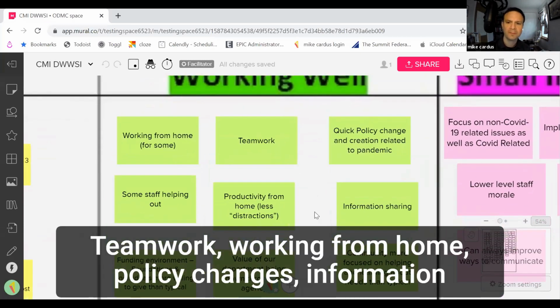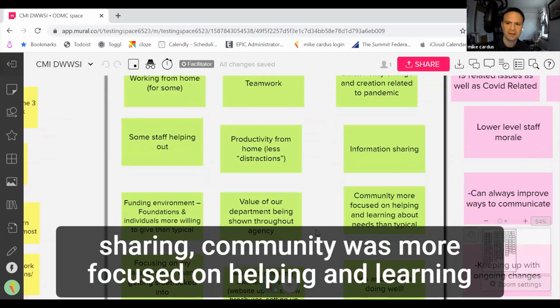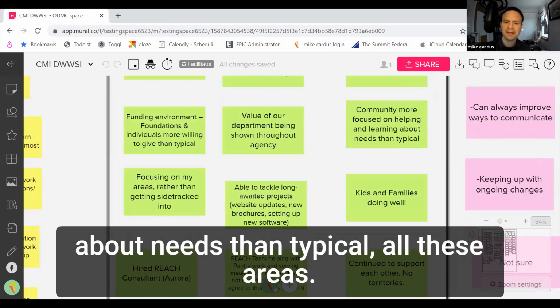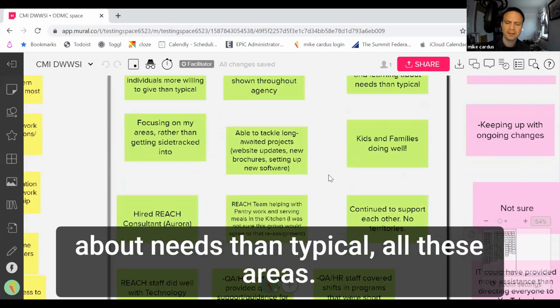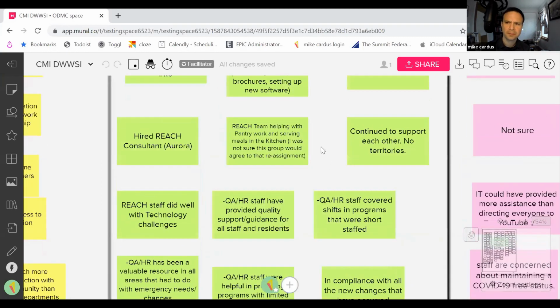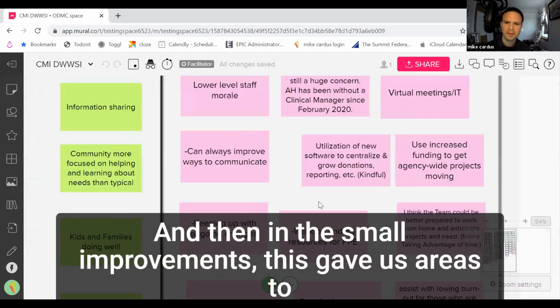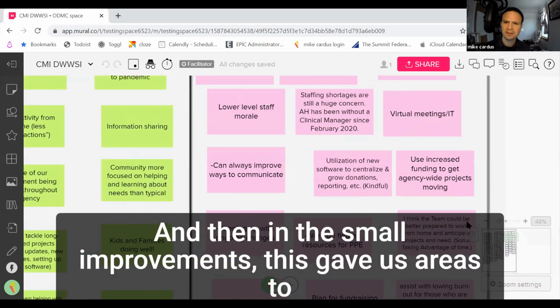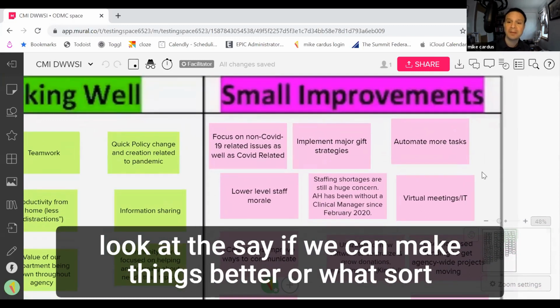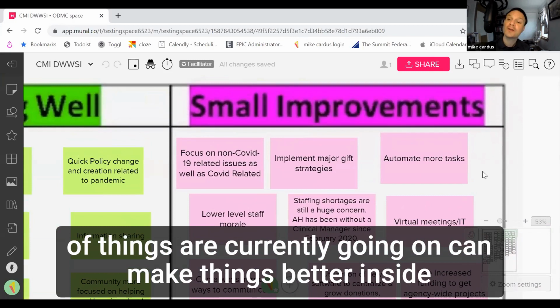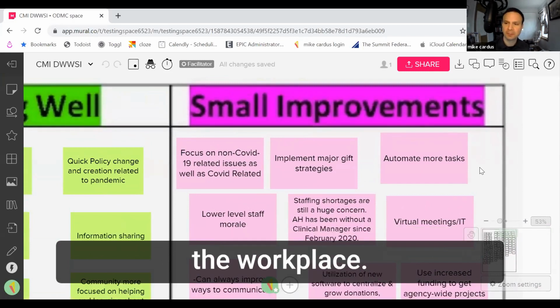So teamwork, working from home, policy changes, information sharing. Community was more focused on helping and learning about needs. All these areas. And then in the small improvements, this gave us areas to look at to say if we can make things better, or what sort of things that are currently going on can make things better inside the workplace.